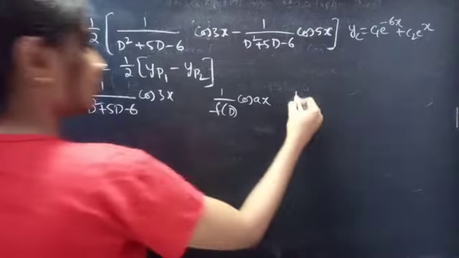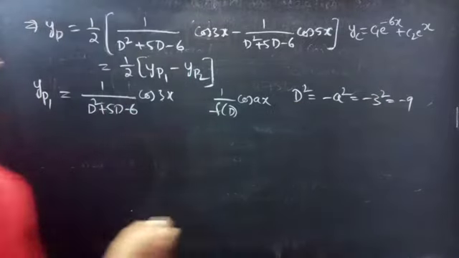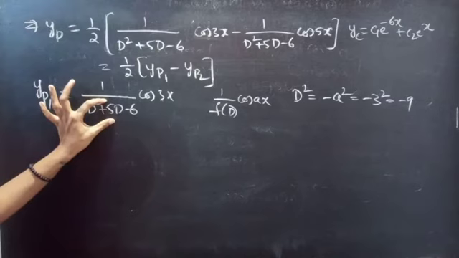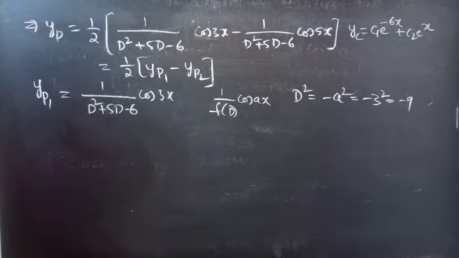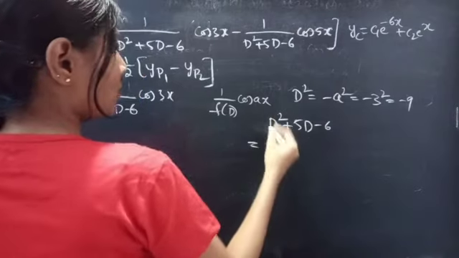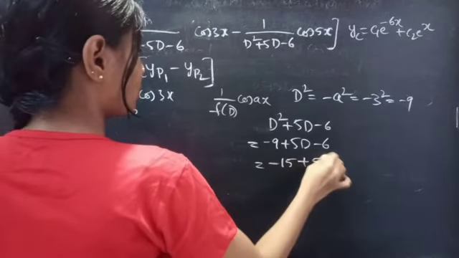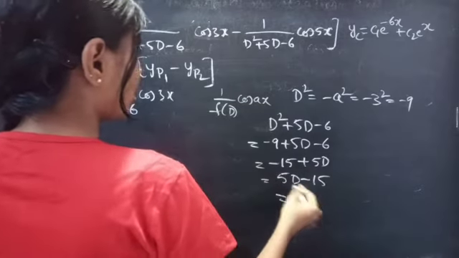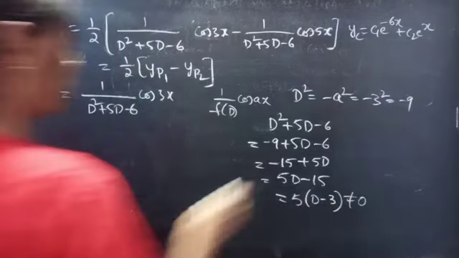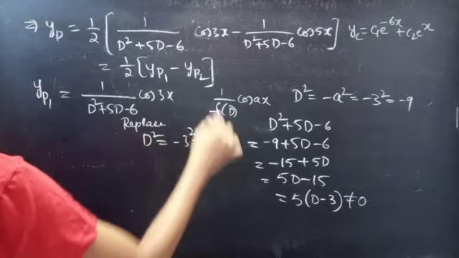Now we need to find D square, which is given by minus a square. For a equals 3, we will get minus 3 square, which is equals to minus 9. Now let's see what happens if we replace D square in the denominator. Always remember that we should get the denominator not equals to 0. If the denominator becomes 0, the total term becomes undefined, right? So consider f of D and replace D square by minus 9. Minus 9 minus 6 is minus 15 plus 5D, or you can just write this as 5D minus 15. You can take 5 common from these two terms. We'll get 5 times (D minus 3), which is not equals to 0, right? So now we can replace D square by minus 3 square, which is equals to minus 9.